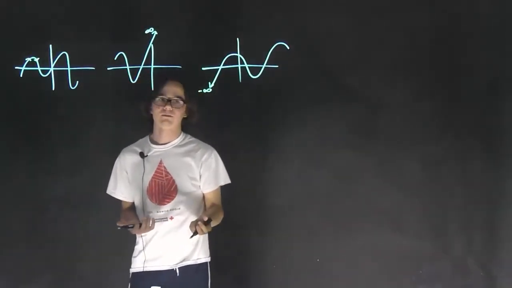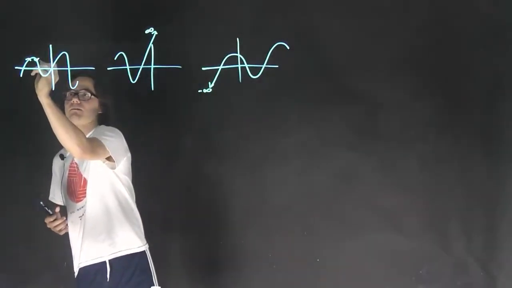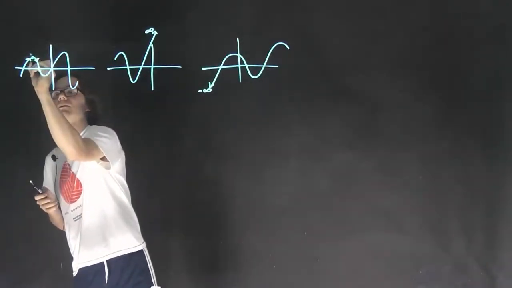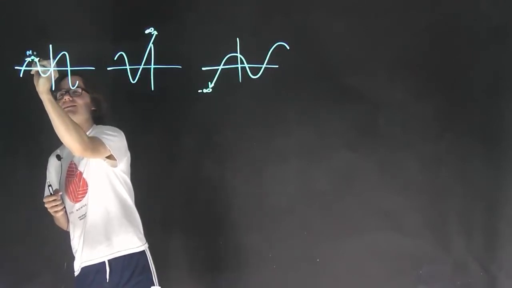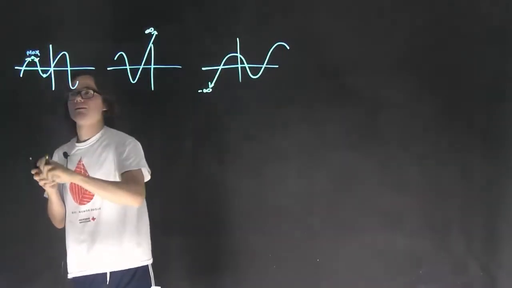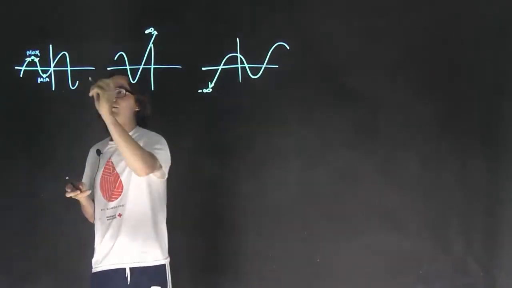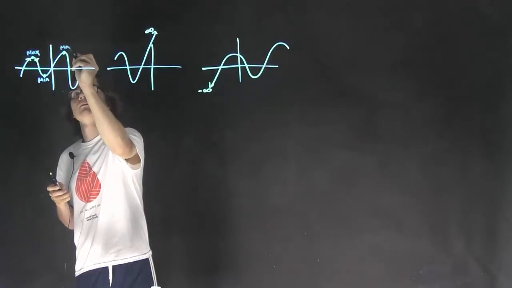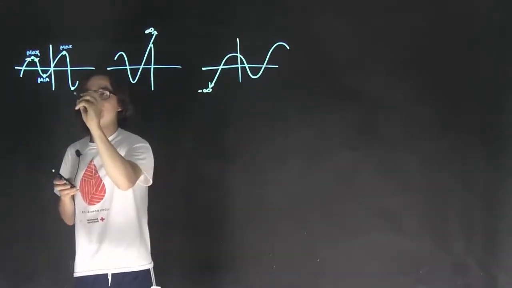So first we label if they're a minimum or a maximum. We go to this graph here first. This point here is a minimum, this one is a maximum. Our next point down here is a minimum. Our third point is a maximum. And our first point is a minimum.